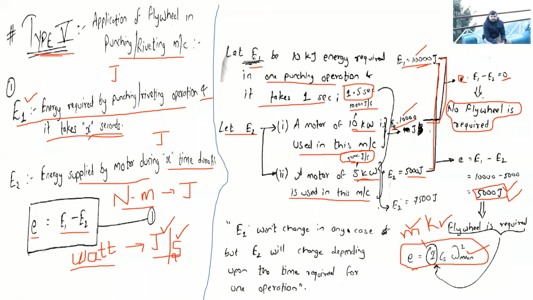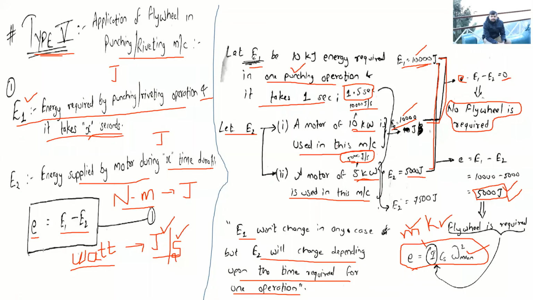Now, the value of E1 will not change in any case, because that much energy is required to do the punching operation. The punching operation would be done on a metal sheet. Let's say we have a job of stainless steel, and the energy required at all the points would be the same, so the value of E1 will not change, but E2 will change depending upon the time required for one operation.